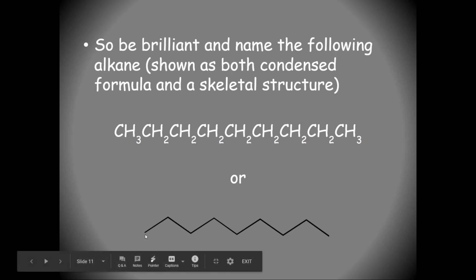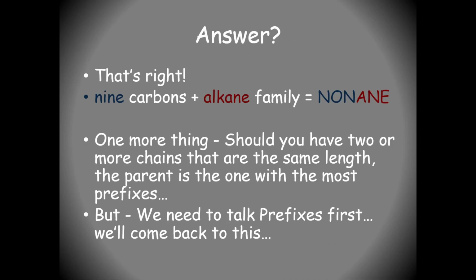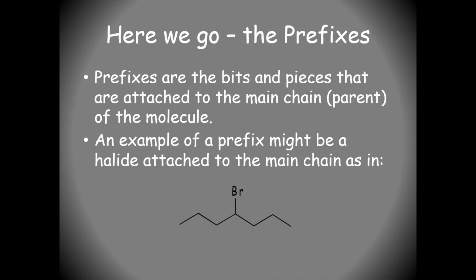So here, this one, 1, 2, 3, 4, 5, 6, 7, 8, 9. This is going to end up being nonane. Should you have two or more chains that are the same length, the parent is going to be the one with the most prefixes. That'll make sense in a second.